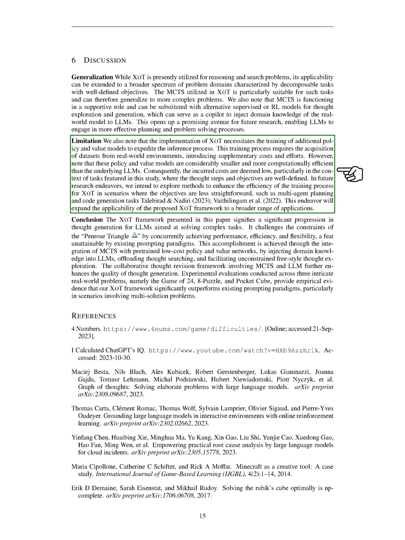However, there are some limitations to using XOT. For one, we need to train additional policy and value models to speed up the inference process. This training requires data from real-world environments, which can add extra costs and effort. But it's important to note that these policy and value models are much smaller and more efficient than the LLMs they're supporting. So, the extra costs are relatively low, especially for the tasks we're focusing on in this study, which have clear steps and goals.